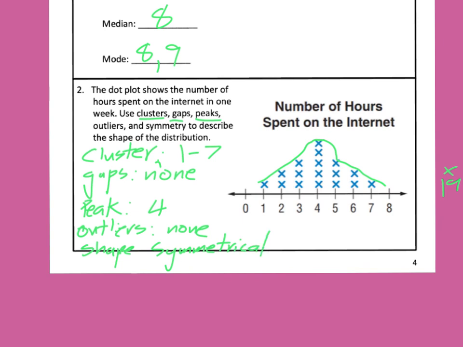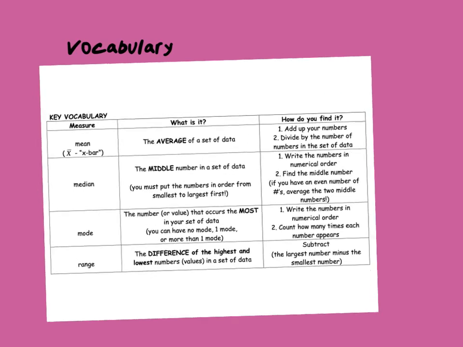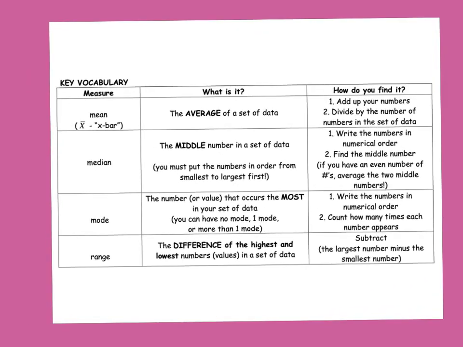Okay? So, pretty simple if you understand what a cluster, a gap, a peak, an outlier, and symmetry is, and that's from yesterday's lesson. So hopefully you remember that, because we're going to see another one of these tomorrow. Let's move on. All right, so here I have some vocabulary, and I really liked this little vocabulary. It's kind of like a cheat sheet. I'm kind of debating on whether I should copy it for you. I may do that. But I want to go through just one of these right now, and then we will talk about the other ones a little bit later on in other lessons.